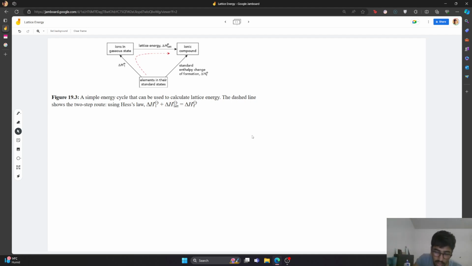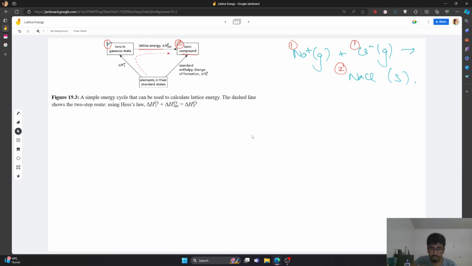So say you have ions in gaseous form. Again, just a quick recap. We are trying to do lattice energy. We have gaseous ions, going to an ionic solid. So we have ions in the gaseous state, so that is number one here. Both of these are number one. And then this is called lattice energy, and then we are forming the ionic compound. So let's call this number two.